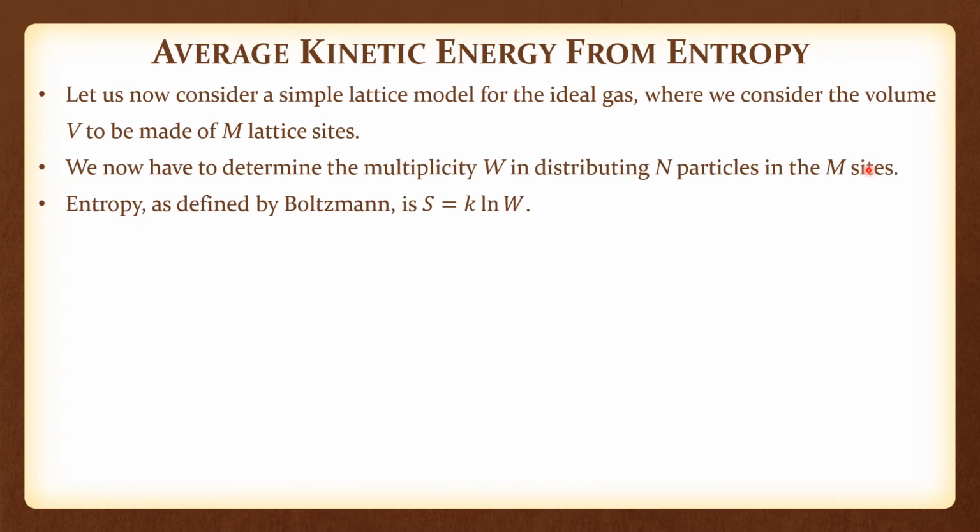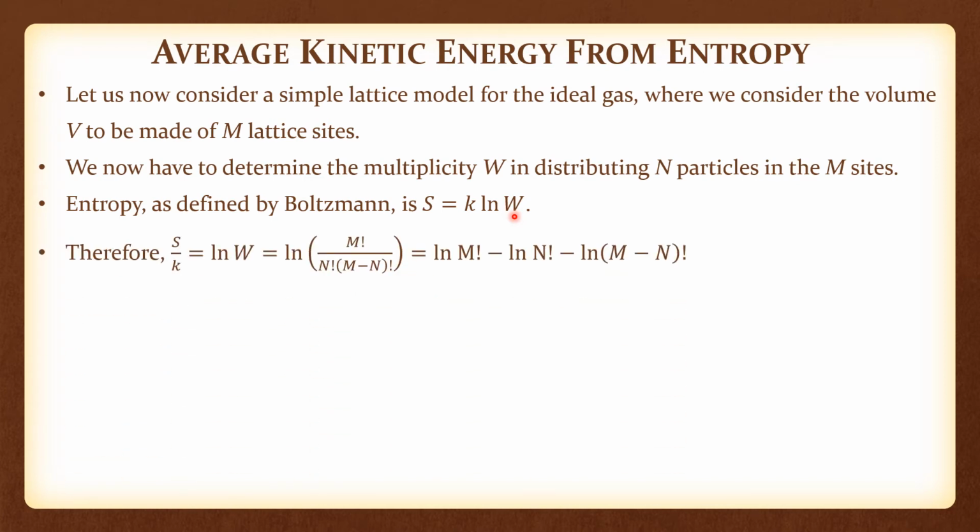Entropy as defined by Boltzmann is S is equal to k ln W. So what is this multiplicity? N particles in m sites, so m factorial by n factorial times (m minus n) factorial is your W. So you can substitute the multiplicity value W into the logarithm, and then you can expand this out by saying S by k is ln m factorial minus ln n factorial minus ln of (m minus n) factorial.